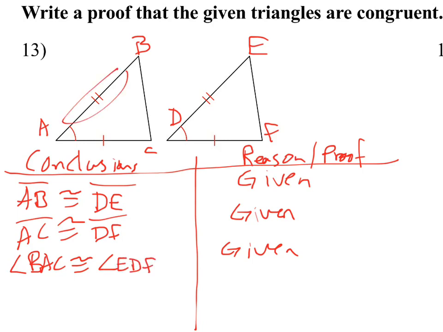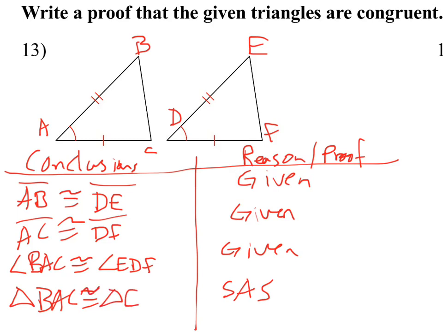So now I have the sides matching, these sides matching, and then the angles matching. I now have side angle side, which lets me know that those two triangles are congruent. Triangle BAC is congruent to EDF. And how you list those letters is important because the first one has to match up with the first one on the triangle. So B has to play the same role as E on the other triangle. Same with A and D, and then C and F. So make sure you're careful on how you list the order of those letters.